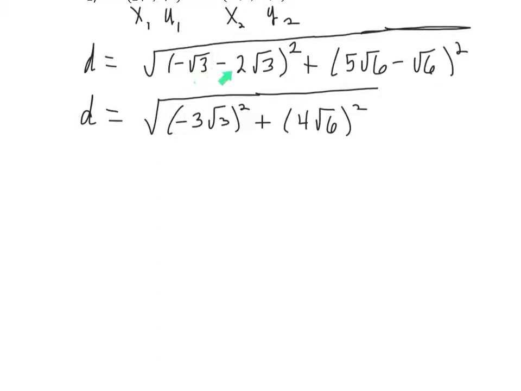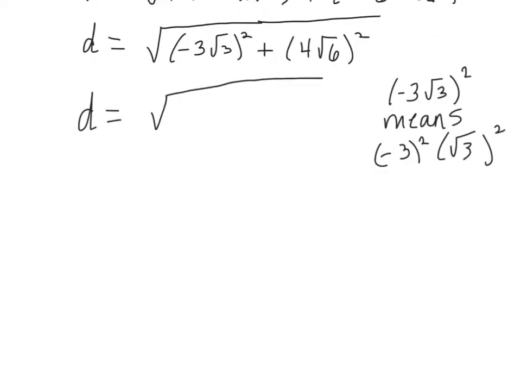Negative radical 3 with negative 2 radical 3, you're combining like terms there, so it's a negative 1 and a negative 2. Negative 3 radical 3 squared still. 5 radical 6 minus 1 radical 6, 4 radical 6 squared. So now to square this value underneath, come over to the side here if you're not sure how this works out.